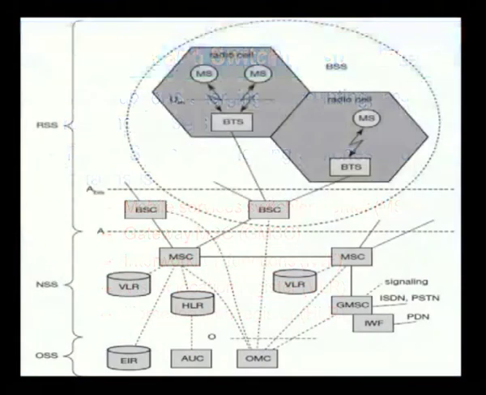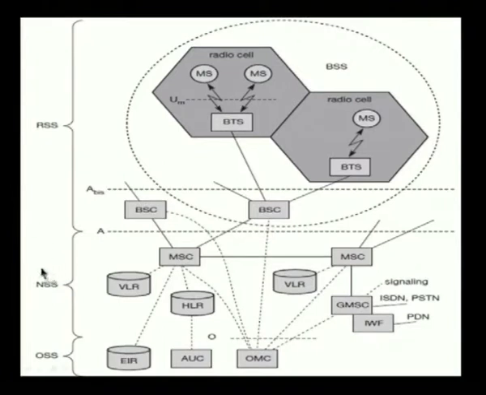Now, we can locate all the databases and switches in the NSS layer. The Visitor Location Register and Home Location Register are connected with the MSC, and the line says that many MSCs can be connected together, and this is the interface A. Now, the A interface connects an MSC with the BSC. So far, we have listed some of the high speed switches and databases of the NSS layer.